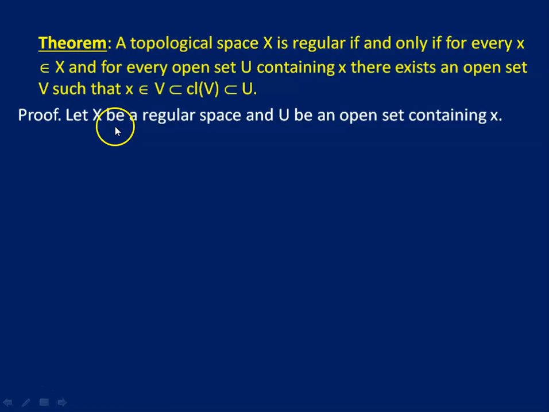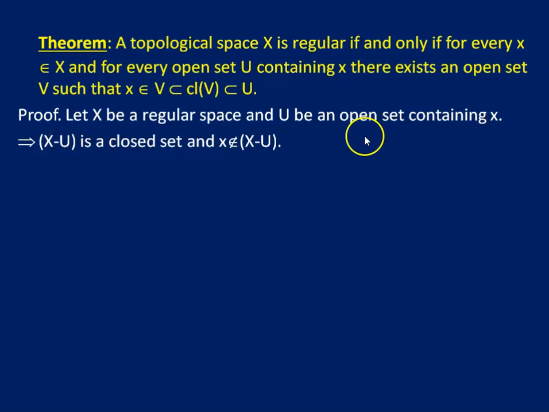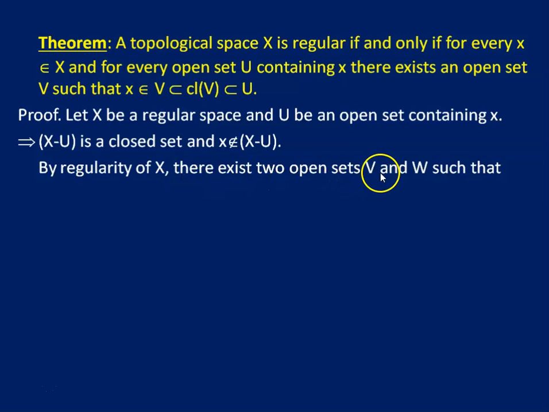Let us prove this. Let X be a regular space and U be an open set containing a point x. Since U is open and x belongs to U, the complement of U is closed, and this point x is outside X minus U. So here we have a closed set X minus U and a point x outside it. Now by the regularity condition, there exist two open sets V and W such that V contains the point x and W contains the closed set X minus U, whereas V and W are disjoint open sets. Because of regularity, we can find two disjoint open sets which separate the closed set X minus U and the point x outside the closed set.